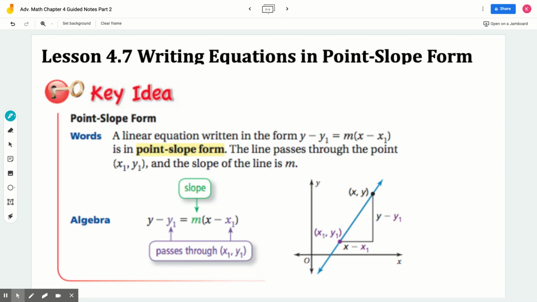The reason why we can call this point-slope form is that to write the equation, we must have one point of the line and the slope. So we're needing the point and the slope.